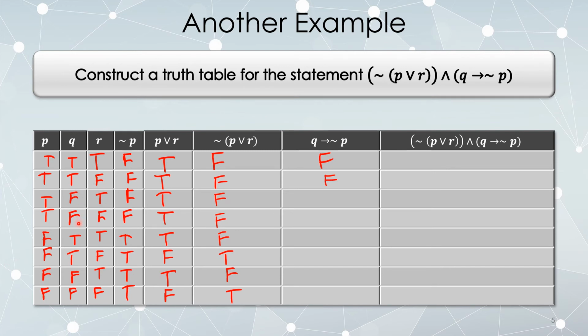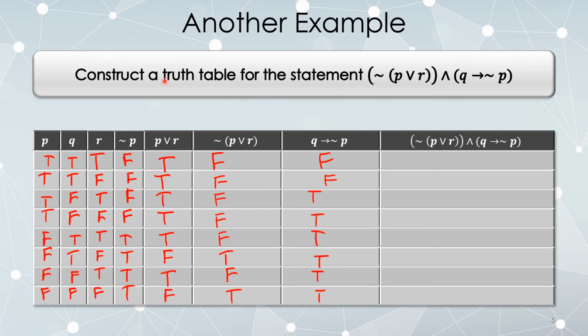A false hypothesis makes the statement vacuously true. That's also going to be the case in these last 2 rows here, where Q is false: the hypothesis is false, so the conditional statement is vacuously true. Now in these 2 rows, the hypothesis is true. The conclusion is also true in both of these rows. If the hypothesis and conclusion are both true, the conditional statement is true.